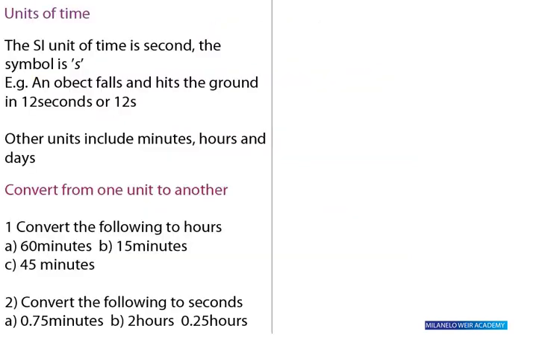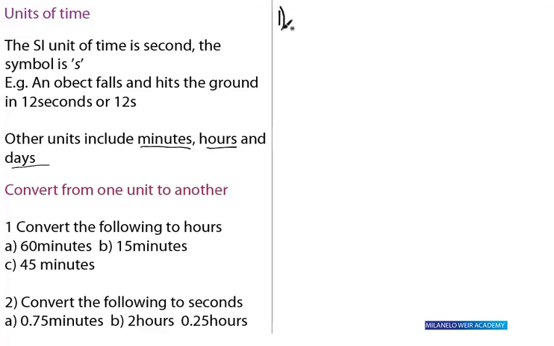The SI unit of time is the second. The symbol is s, of course. An example: an object falls and hits the ground in 12 seconds, or 12 s, with the symbol s for second. Other units include minutes, hours, and days. So we are to convert the following to hours.